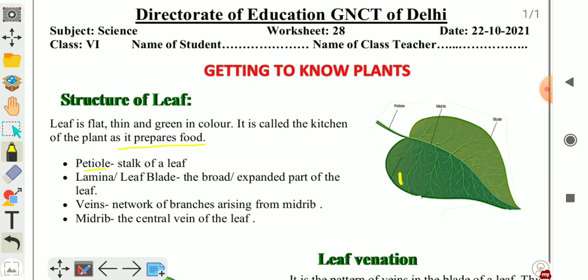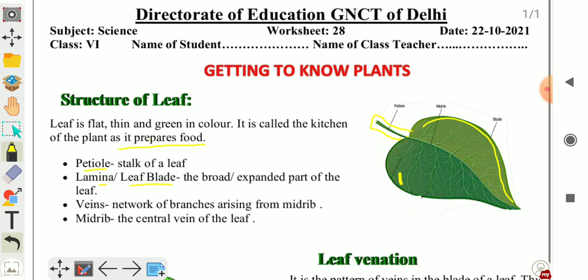Petiole. Petiole क्या है? Which part is called petiole? The stalk of a leaf. This part is called petiole. Lamina, or you can say leaf blade, the broad or expanded part of the leaf. This part is called lamina or leaf blade.